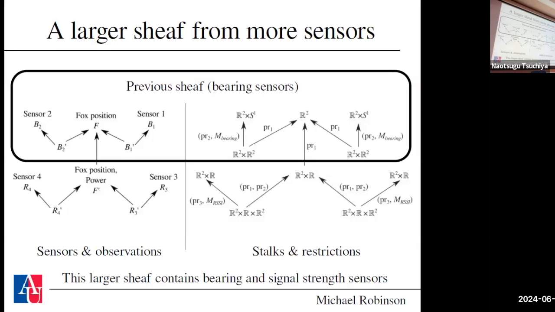Okay, but the great thing about this is it's composable. I could say, let me take my previous sensor that just had the bearings and splice on a few more sensors. Splice on 2 more sensors that measure, say, signal strength. So on this side is the partial order. On this side are the restrictions. So I had my original sheaf of the 2 sight lines intersecting, but now I drop in things that have signal strength. The labeling isn't so important, but recognize that this is something that you'd want to do in general.